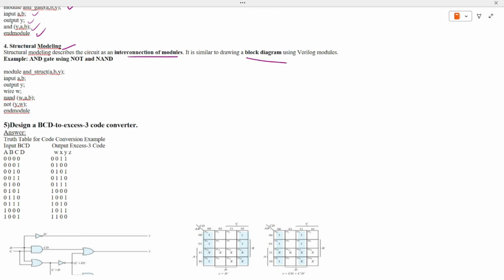It is similar to drawing a block diagram. That is, when you draw a block diagram, right? When you see Verilog modules and all, you draw. That is how you are using it. Here you can use and, not, and NAND also. Here use and, here it is NAND, and here it is not. Any method you can use.